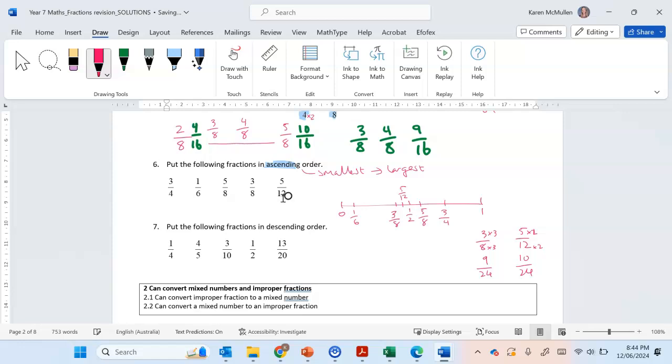So if I'm putting them in order, I've got 1/6 and then 3/8 and then 5/12, then 5/8 and then 3/4. So that's how you could do it on a number line. All right, so I'm just going to delete all this.